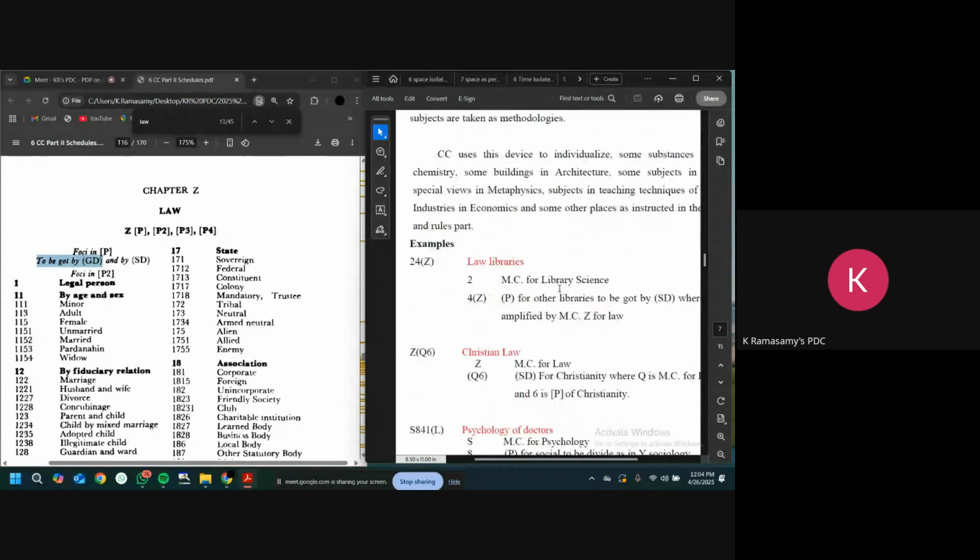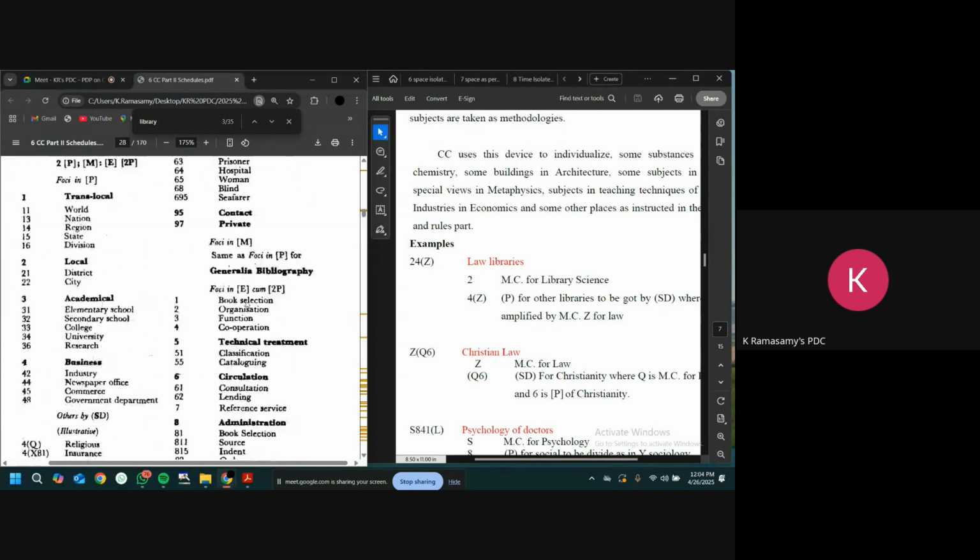The first example is special libraries. See, we are all working in different libraries. For example, there is a library for leather, a library for cricket, a library for painting. When such kinds of special libraries are there, how do we construct numbers for them? So let me go to library science.